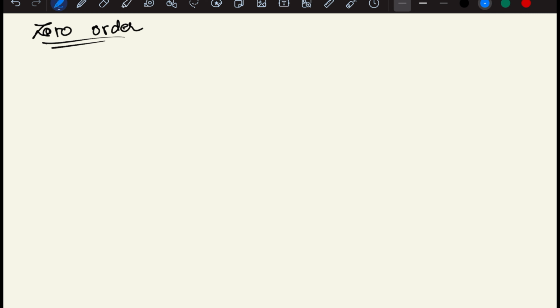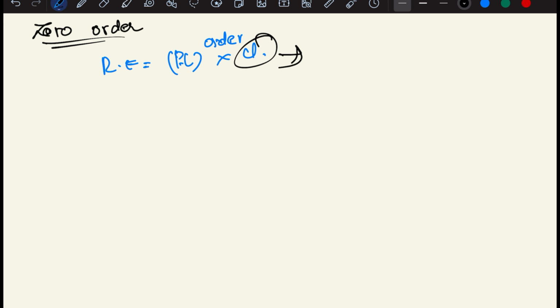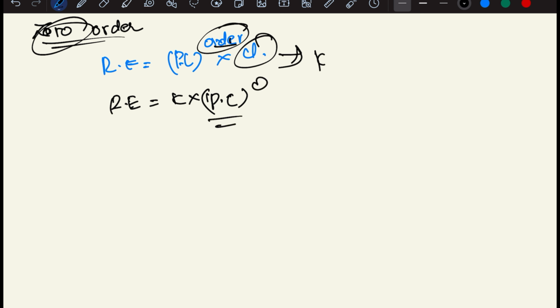Bring the same formula. Say the definition on your own. Rate of elimination is equal to plasma concentration over the order, into clearance. As I said, for a fixed dose, what happens to the clearance? Clearance is constant. So RE is constant into plasma concentration over, what is the order? The order is zero. Anything to the power 0 is 1. So here the rate of elimination is equal to a constant. It never changes.